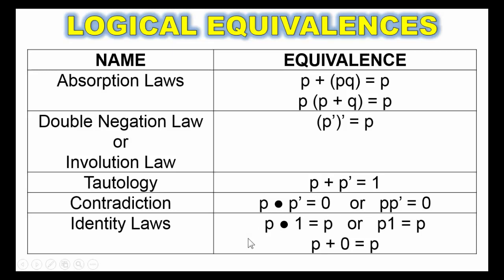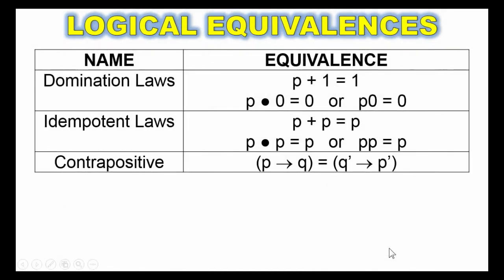Identity laws state that P and 1 is equal to P. Another is P or 0 is equal to P. Domination laws state that P or 1 is equal to 1. Another is P and 0 is equal to 0. Idempotent laws state that P or P is equal to P, and P and P is equal to P. Contrapositive states that if P then Q is equal to, if not of Q then not of P.